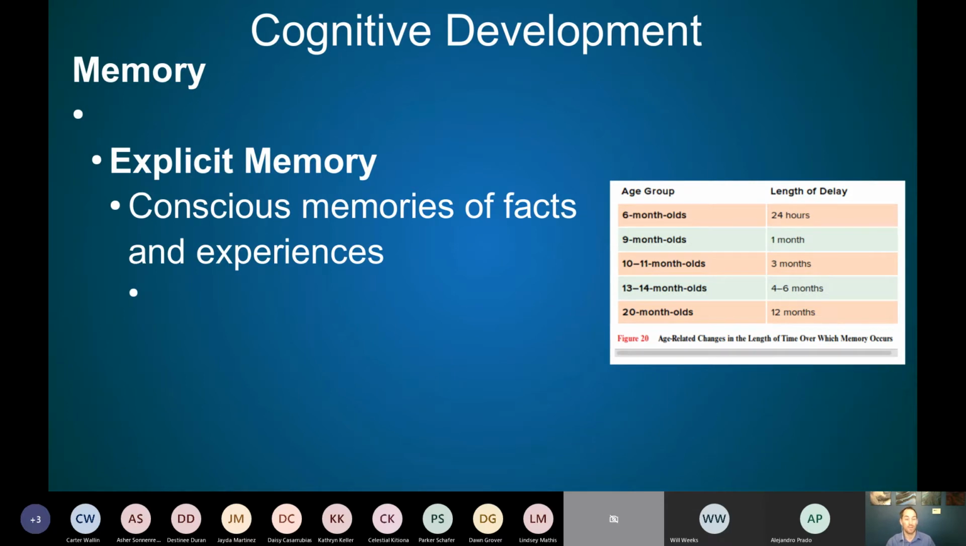9-month-olds, it seems, can remember about a whole month. 10 to 11-month-olds can remember about 3 months. 13 to 14-month-olds can remember about 4 to 6 months. 20-month-olds can remember about 12 months earlier on in their life. So this is one reason humans don't tend to have memories when they're very, very young. It's actually really, really rare for people to have memories from before they were 4 years old.